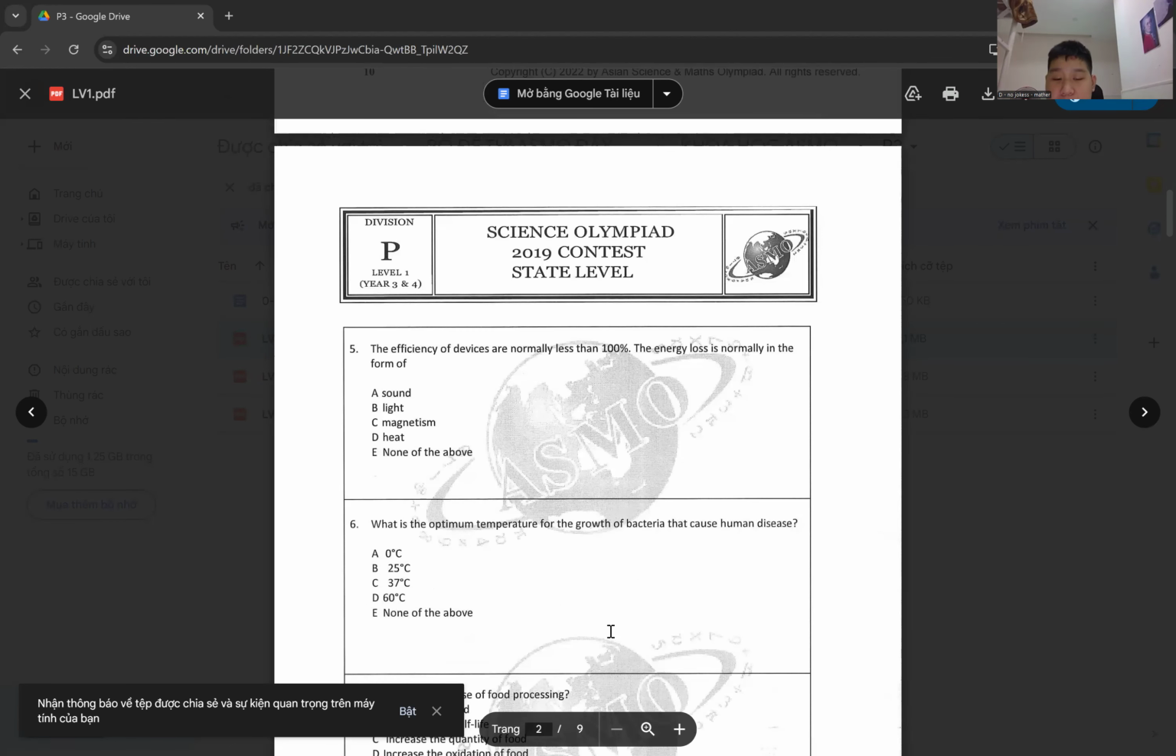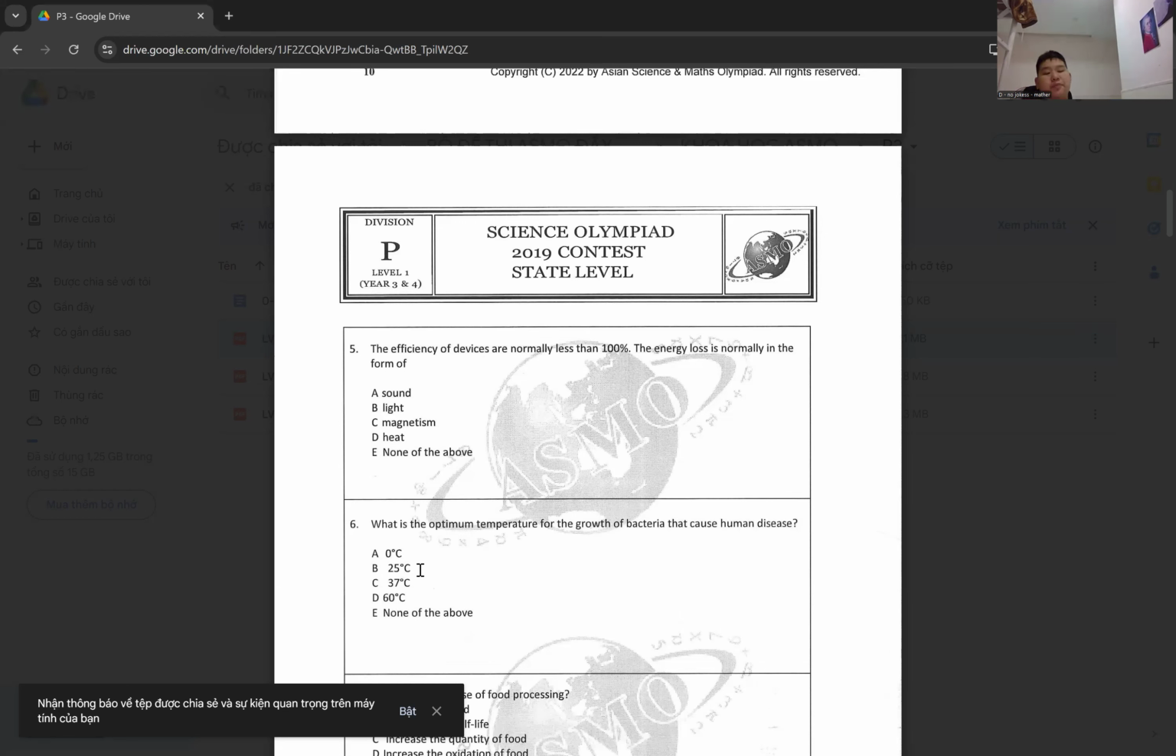What is the optimum temperature for the growth of bacteria that causes human diseases? Is it A, 0 degrees Celsius, B, around room temperature, C, around the human body temperature, or D, a random number that they just took so that they could use it for fun? In fact, it's C, because it's a bodily temperature.